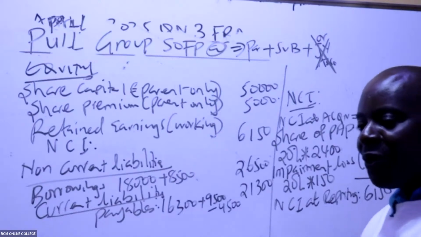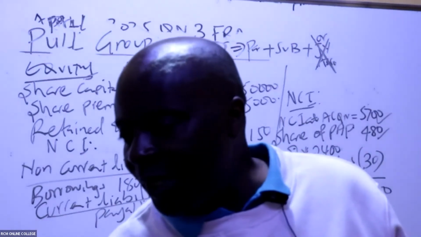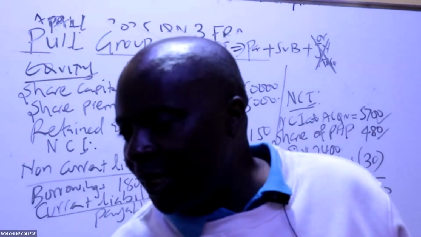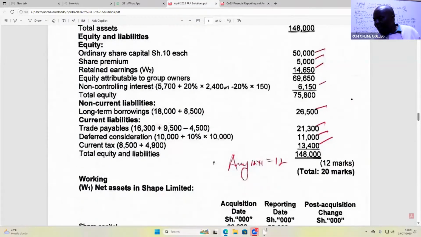Yeah. Payables, we can check with this answer. You don't even have to struggle writing quite a lot. I just need to give you this marking scheme. So in this case here, you can see the payables, 21,300. And then come and give us current tax. You can see current tax.